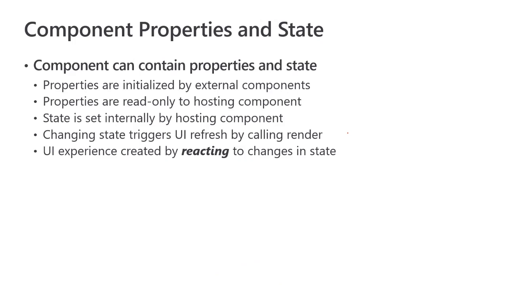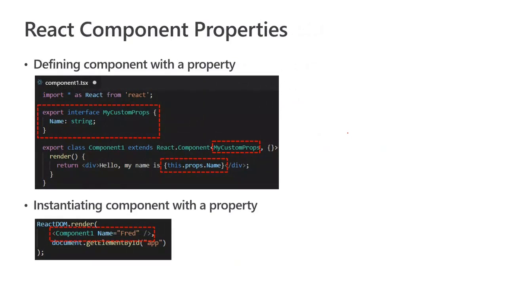Now, also note that properties are read-only. So if a parent passes a property to a child component, it cannot change those. State, on the other hand, is what components use to do their rendering. The idea is that a component defines its state, and whenever the state changes, the component knows to re-render itself. That's basically what's built into the philosophy of how React works.